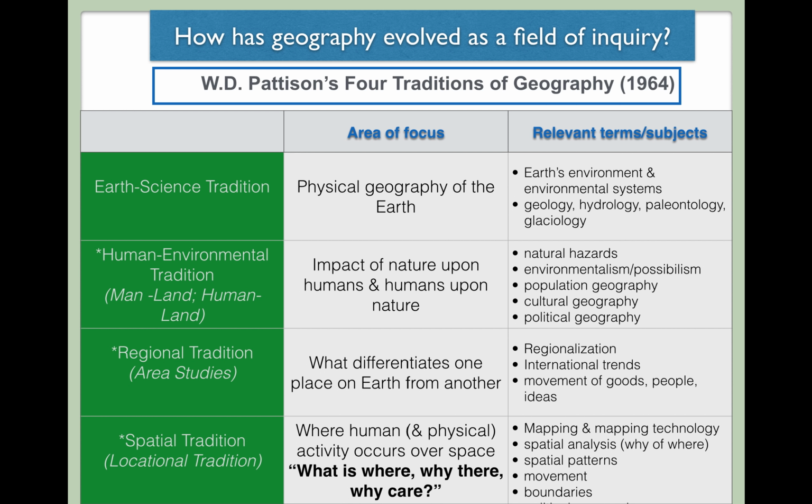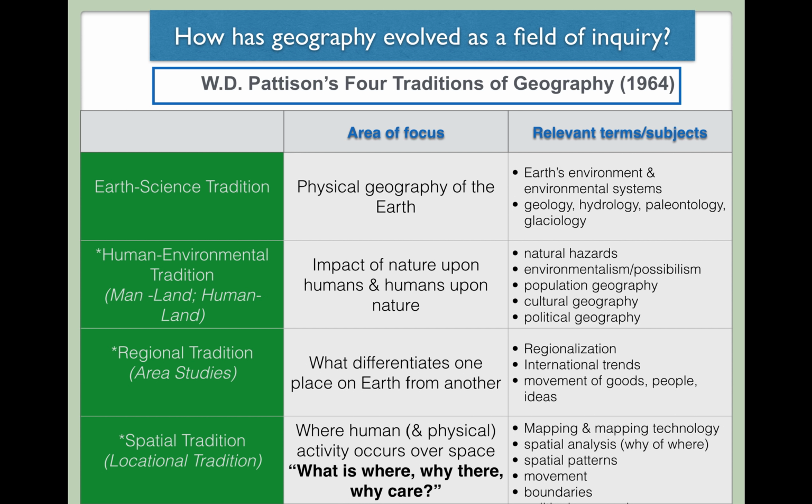So the Earth Science Tradition, that's essentially the sphere of geography. If geography was a pie, let's divide it into four quadrants, and one of those quadrants would be considered, according to Patterson, as the Earth Science Tradition, which is where we'd study the physical geography of the Earth, Earth's environmental systems, so things like geology, hydrology, where water is and changing water systems, paleontology, glaciology, looking at glaciers, global warming. So this is a little bit more on the physical science side. This is a critical component of geography. That isn't necessarily going to be the heart of our focus in this course, but it will certainly touch on and relate to all the human patterns and processes that we're going to study.